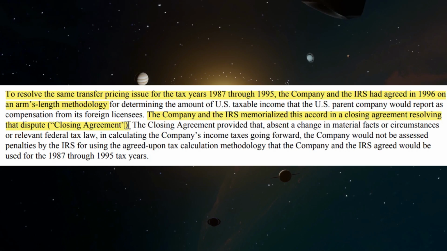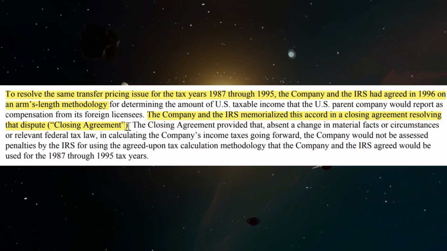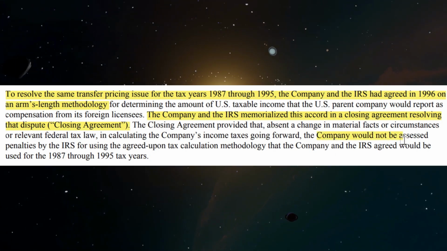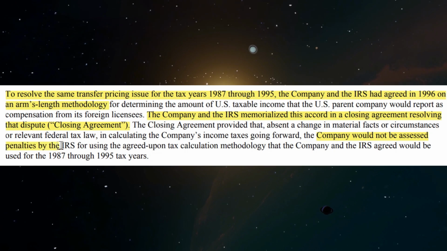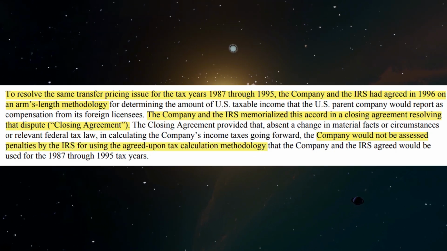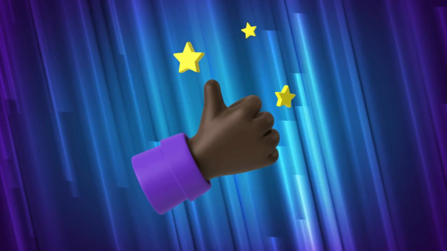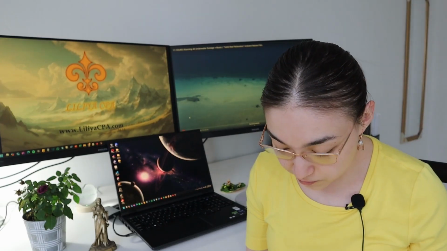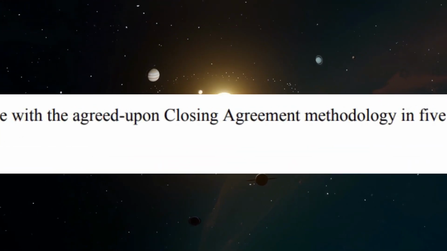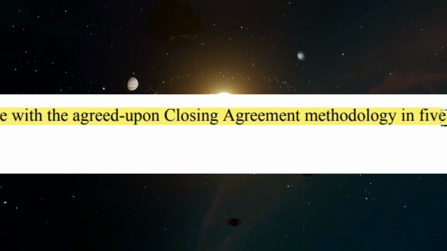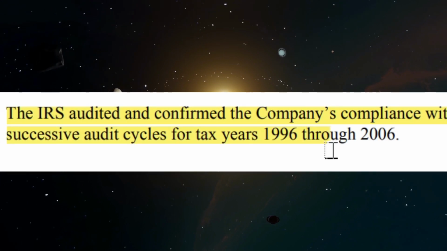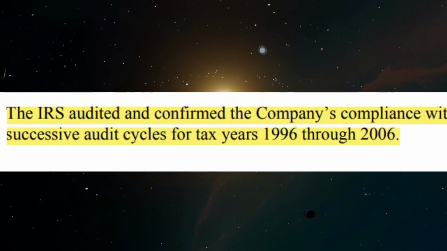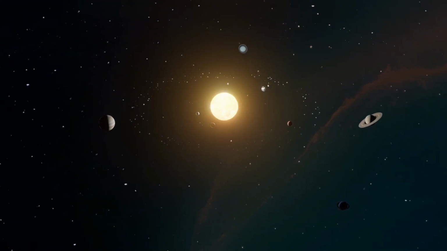I guess it's none of our business to know, but they agreed on a specific methodology where the IRS said, okay, Coca-Cola, unless something significantly changes, you can use the same methodology and we will not be challenging this position anymore. The IRS audited and confirmed the company's compliance with the agreed upon closing agreement methodology in 5 successive audit cycles for tax years 1996 through 2006.